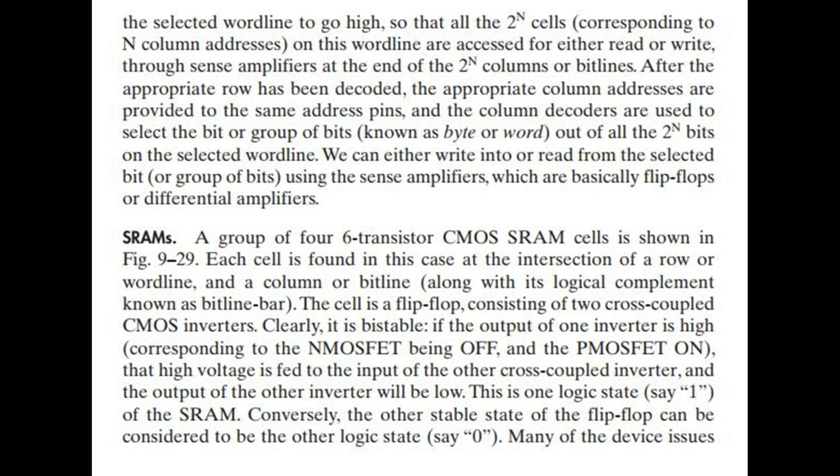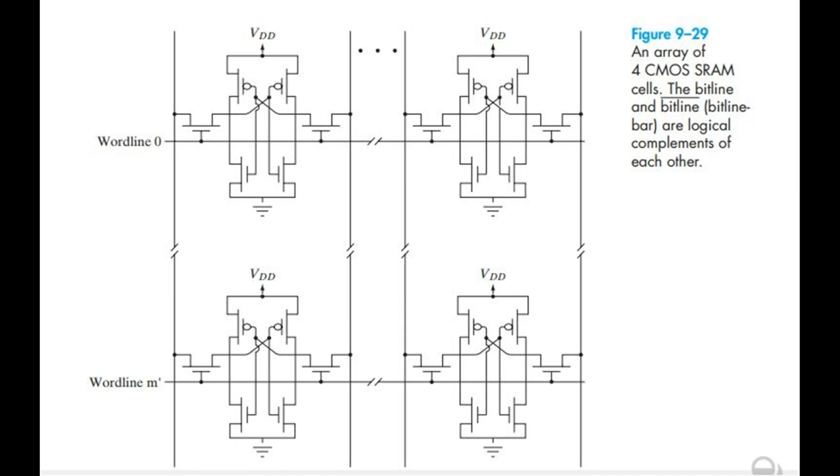Clearly, it is bistable. If the output of one inverter is high, corresponding to the NMOSFET being off and the PMOSFET on, that high voltage is fed to the input of the other cross-coupled inverter, and the output of the other inverter will be low. This is one logic state, say 1, of the SRAM. Conversely, the other stable state of the flip-flop can be considered to be the other logic state, say 0. Many of the device issues are identical to those described in section 9.5.1 in connection with the VTC of inverters.